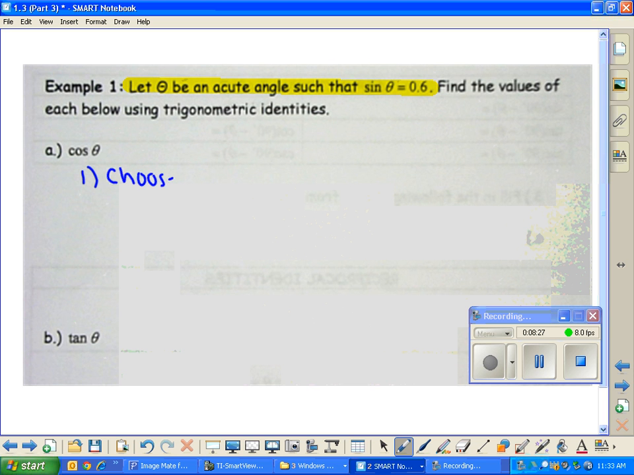Choose an identity with sine of theta and cosine of theta.